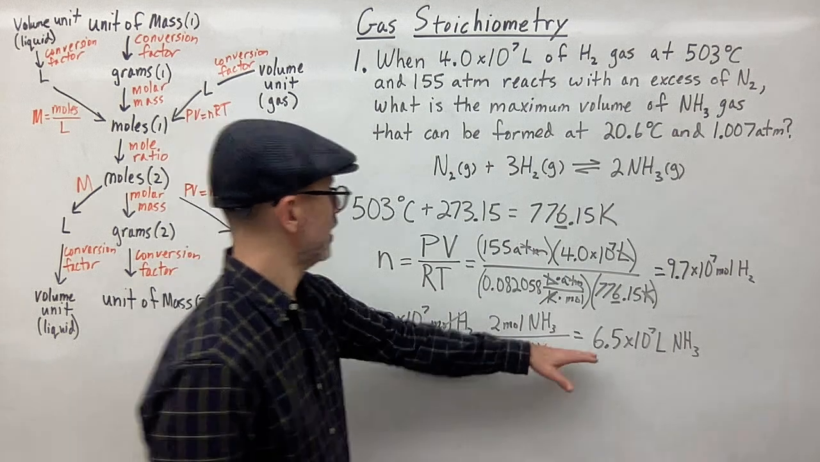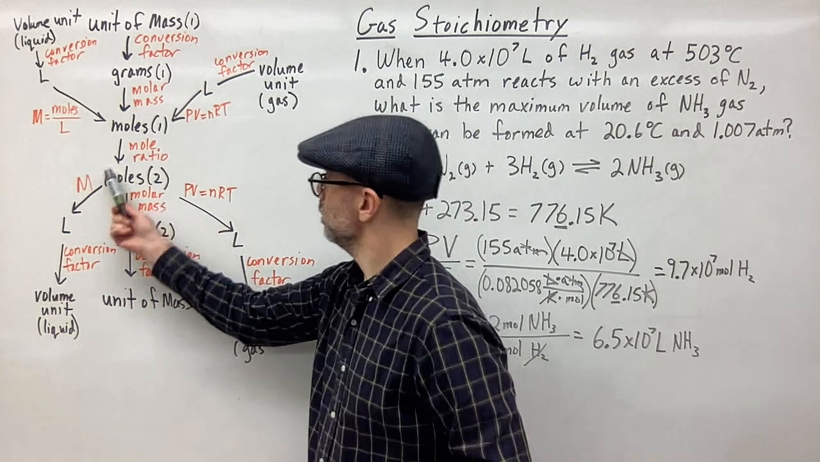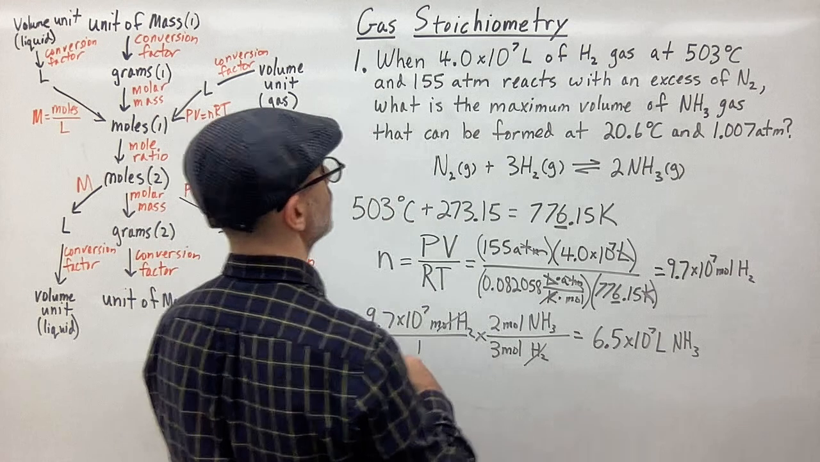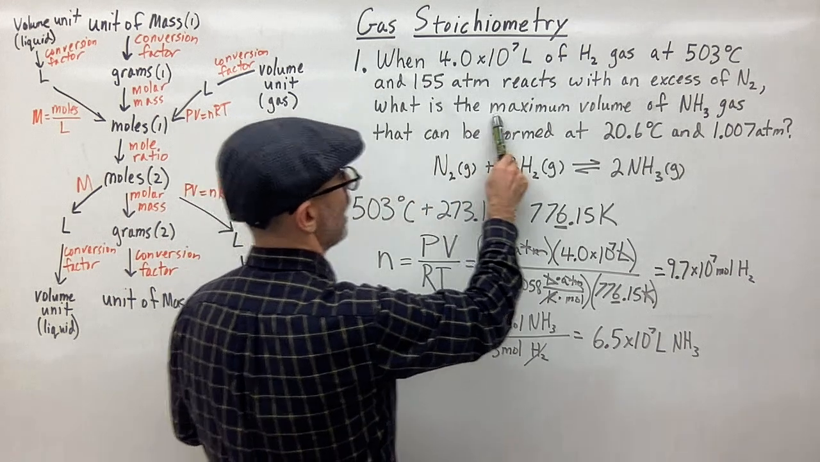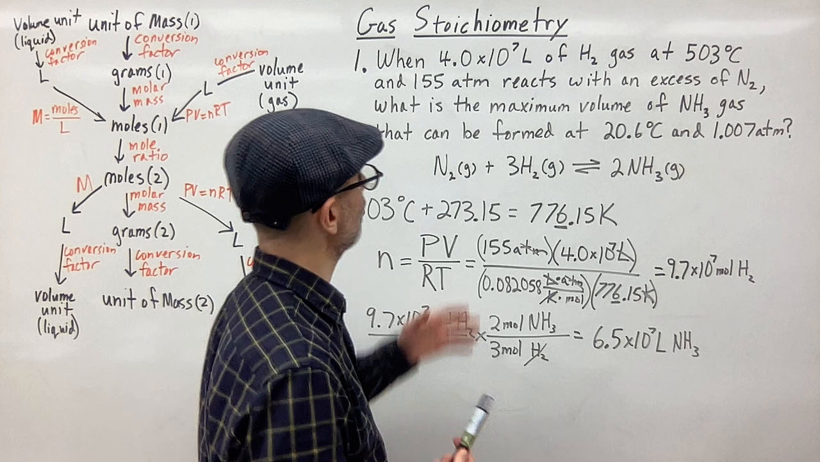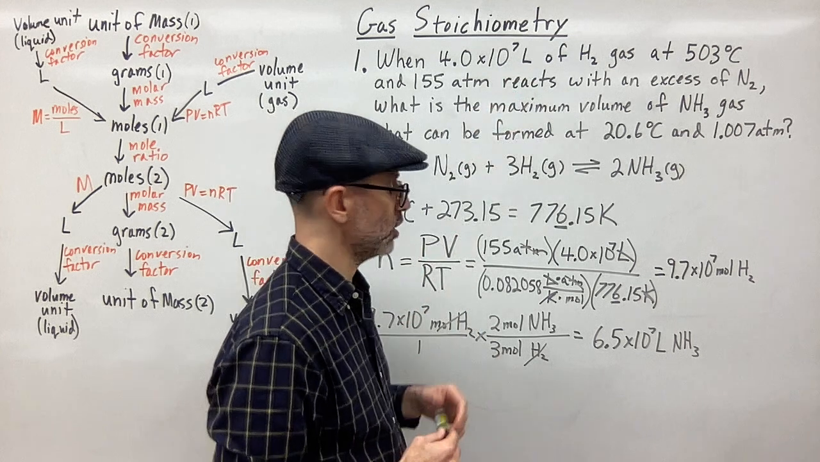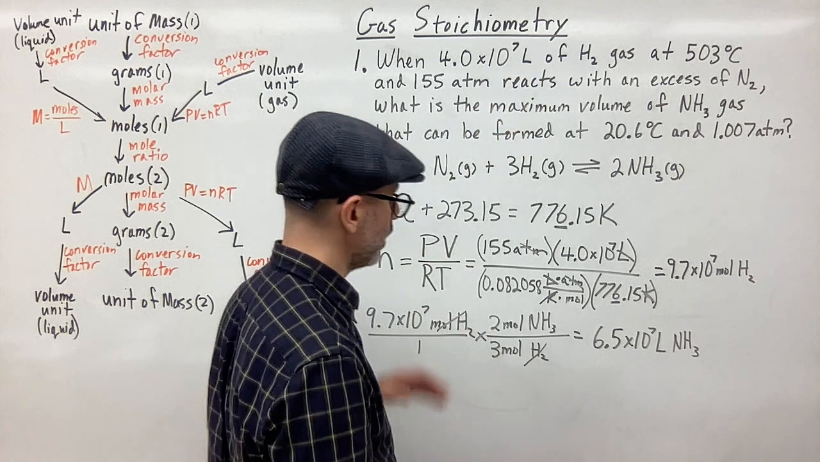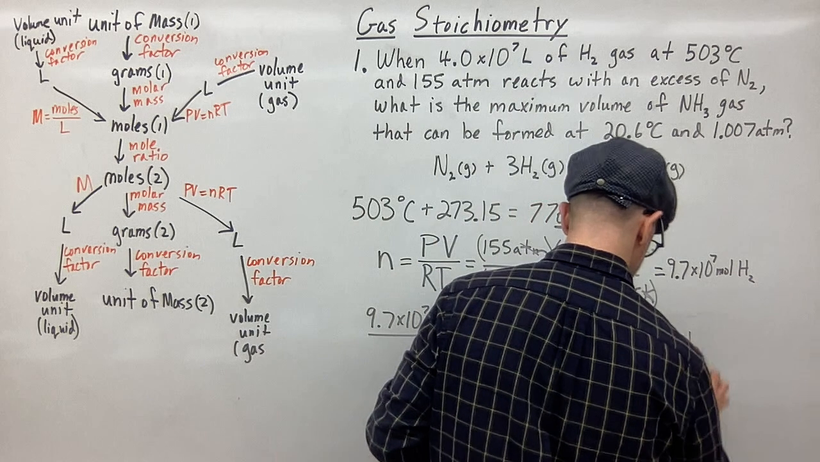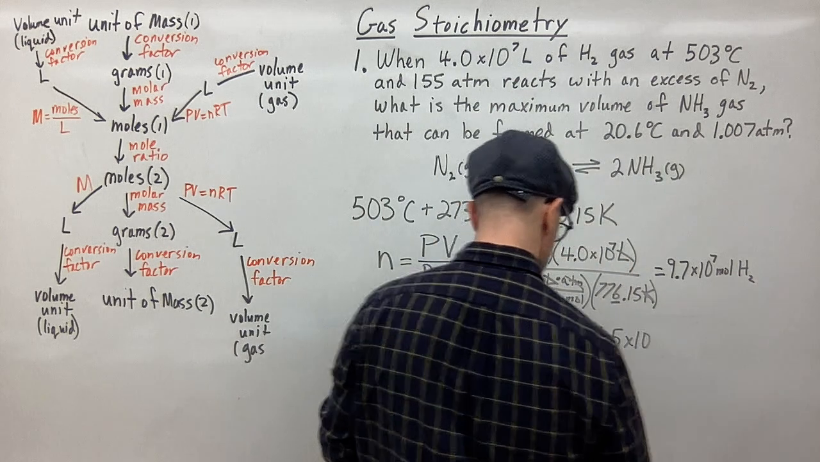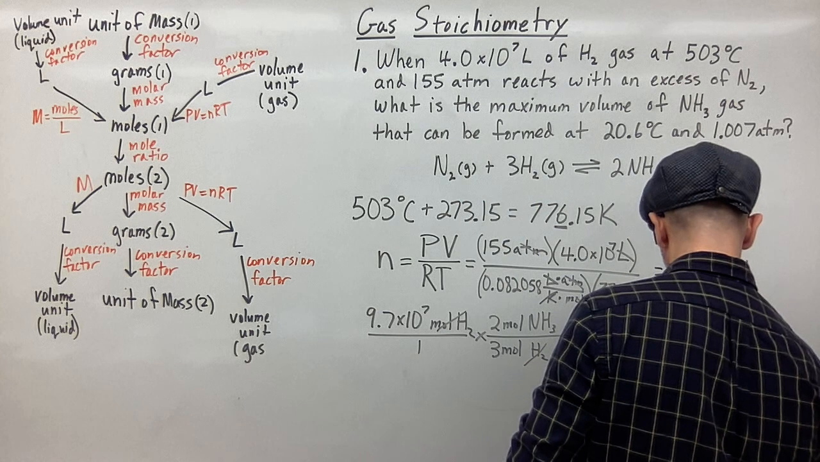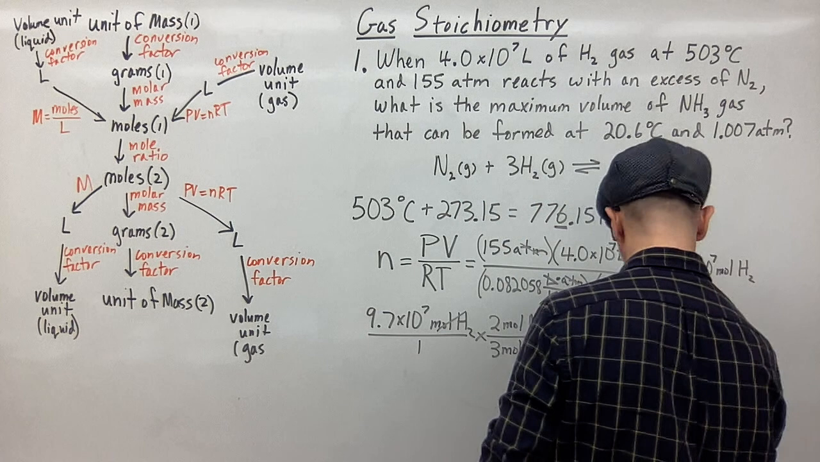So now we're here on our roadmap. We've got moles. And what do they want? They want what is the maximum volume? We're going to assume liters, since they gave us liters to start with, we'll just go to liters. So now that we have, oops, that should be moles, not liters. Sorry about that. So that would be moles of NH3.